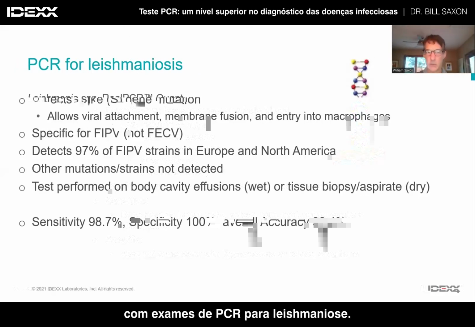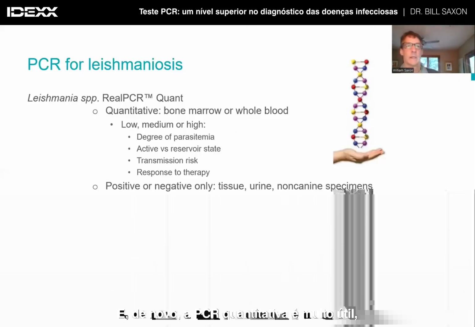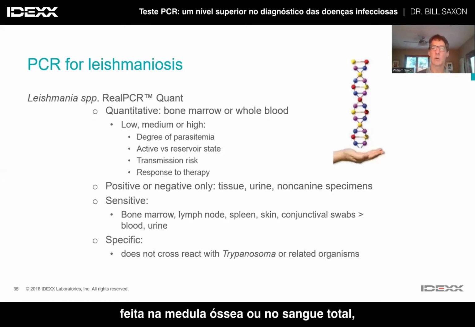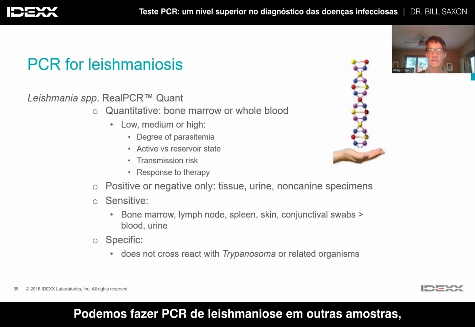I think you're probably familiar with PCR testing for Leishmania. And again, quantitative PCR is really helpful, run on bone marrow or whole blood, at determining the degree of parasitemia, and it helps us determine if we have active disease or a carrier reservoir state, which also helps us determine transmission risk. We can also use the level of the PCR result to determine if treatment is effective. We can also run the Leishmania PCR on other samples, on tissue, urine, and other species. In that case, not quantitative, just positive or negative.